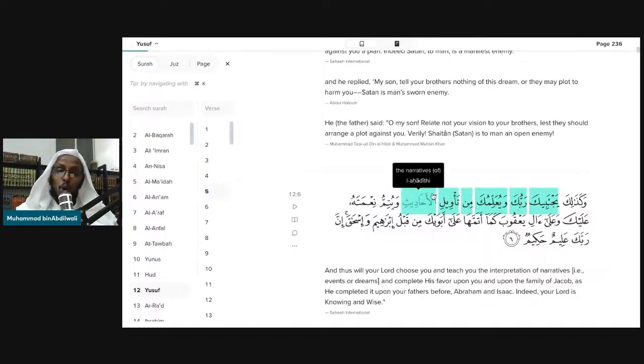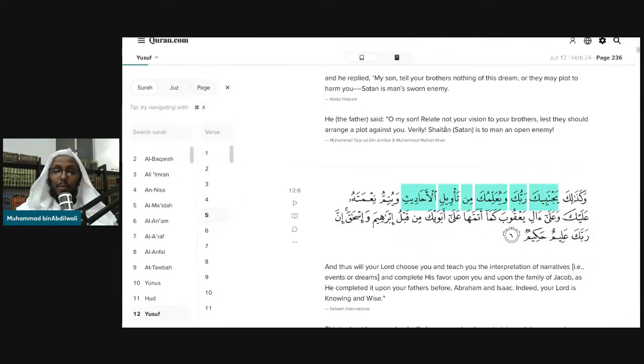Okay, which again, وهو, he, which is Rabb. يتم will complete نعمت, his favor. He will complete his favor. He will complete a favor. Which favor? His favor. Which gives us the meaning of all favors. Upon who? Huh? عليك, upon you, O Yusuf. Yusuf alone? No. وعلى آل يعقوب. And upon the whole family of Yaqub. كما أتمها على أبويك من قبل إبراهيم وإسحاق إن ربك عليم حكيم.